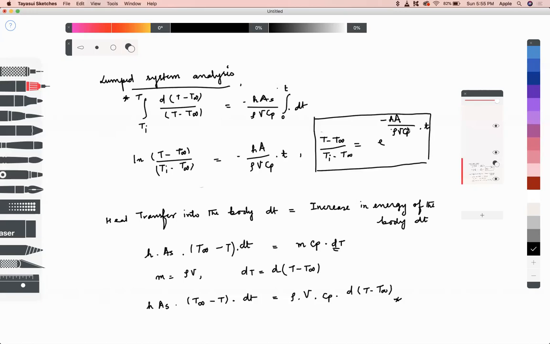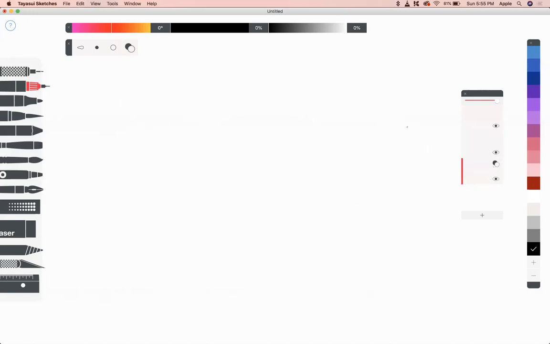Now the thing that we need to notice is that, let us draw a graph.